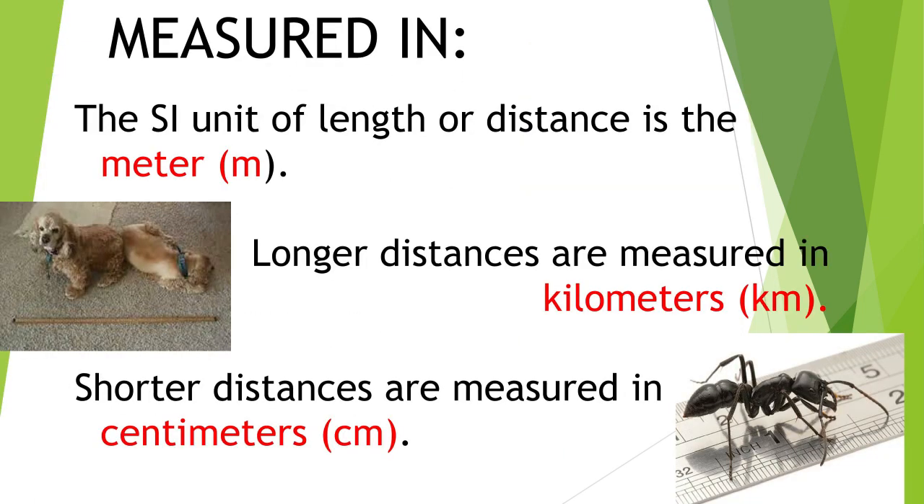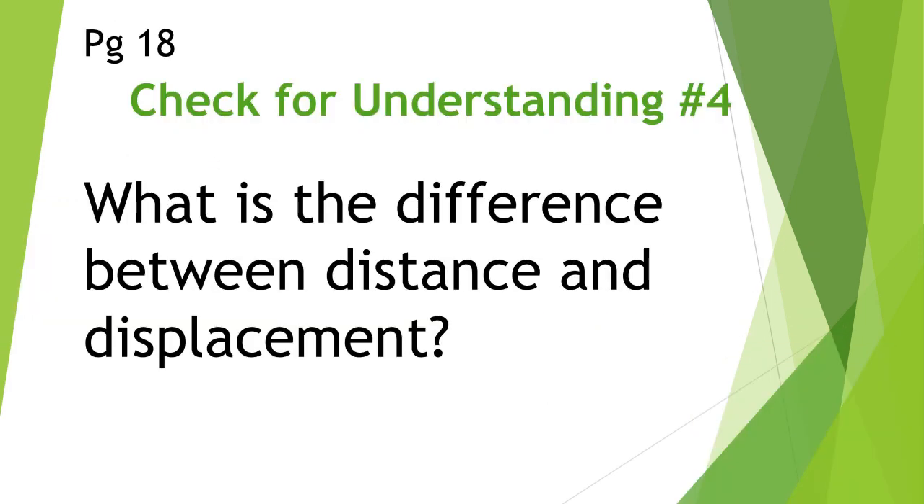Now remember that the SI unit for length or distance is meters. Longer distances are measured in kilometers. Shorter distances are measured in centimeters. So it is a matter of sense. When you calculate a notebook's thickness, you will use centimeters. But when you calculate the length of a road, it will be in kilometers. You cannot calculate it in centimeters.